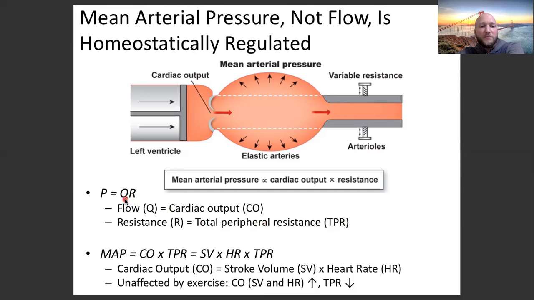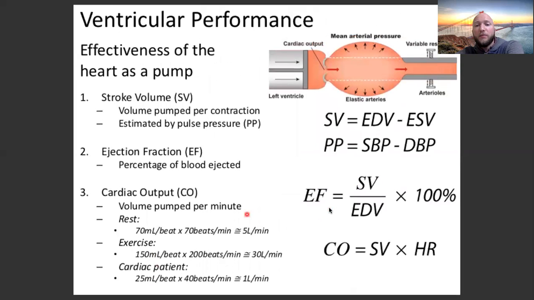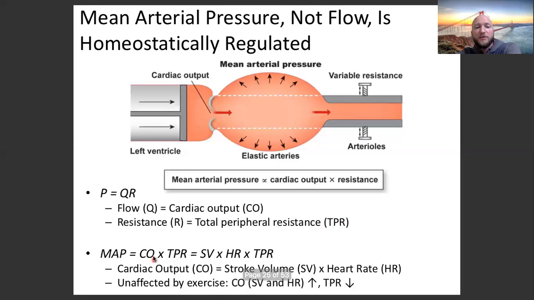So we can rewrite this as pressure is equal to cardiac output times total peripheral resistance. Let's come down here. So MAP, mean arterial pressure, is equal to cardiac output times total peripheral resistance. Well, we could leave it at that, or we could break down cardiac output. Remember, cardiac output is equal to stroke volume times heart rate. So we get MAP is equal to stroke volume times heart rate times total peripheral resistance.